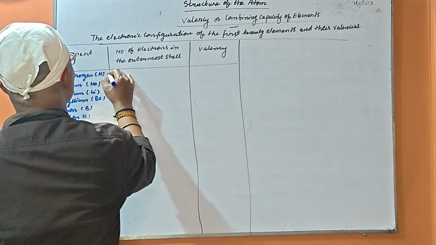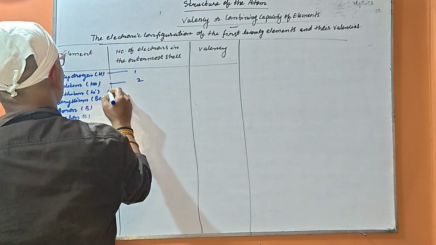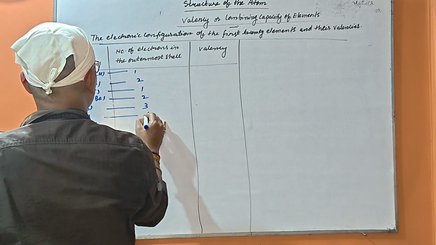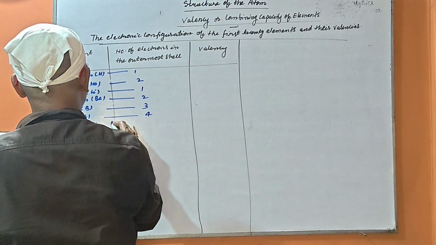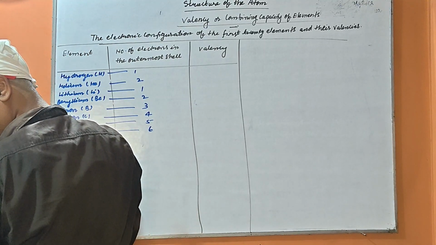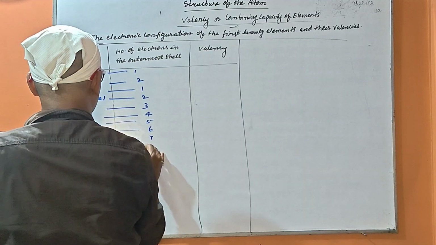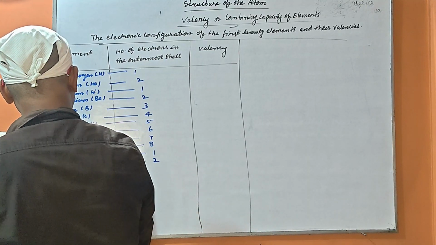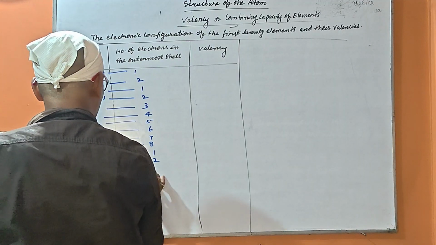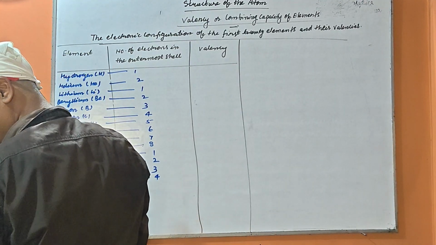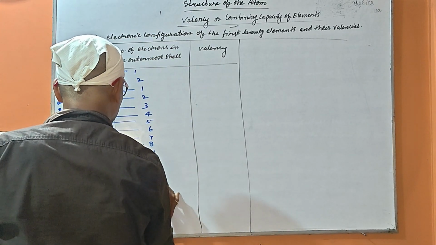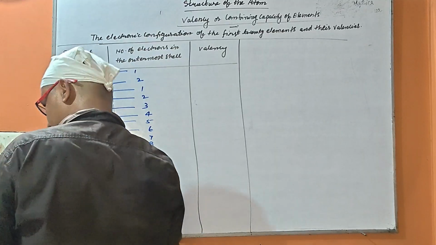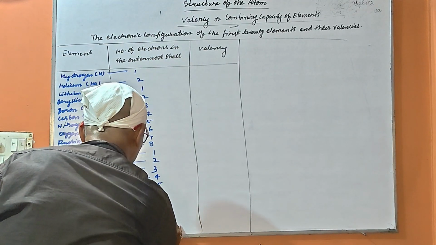Hydrogen 1, helium 2, lithium 1, beryllium 2, boron 3, carbon 4, nitrogen 5, oxygen 6, fluorine 7, neon 8, sodium 1, magnesium 2, aluminum 3, silicon 4, phosphorus 5, sulfur 6, chlorine 7, argon 8, potassium 1, and calcium 2.